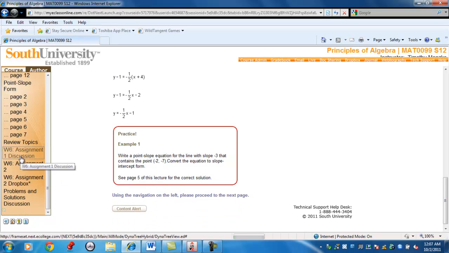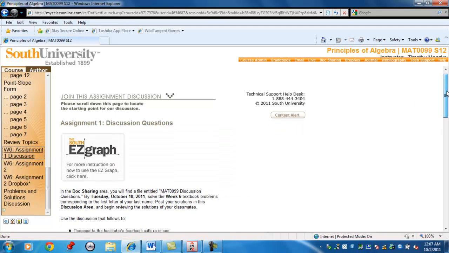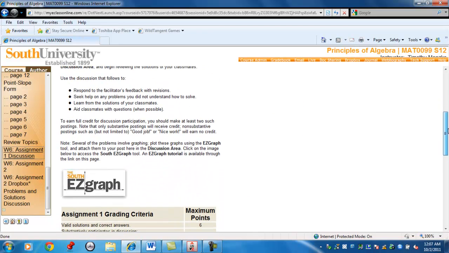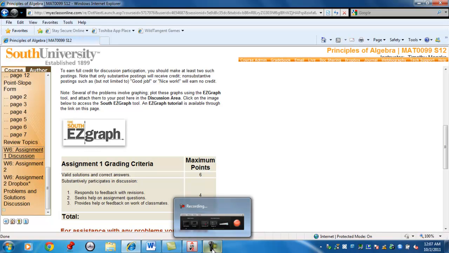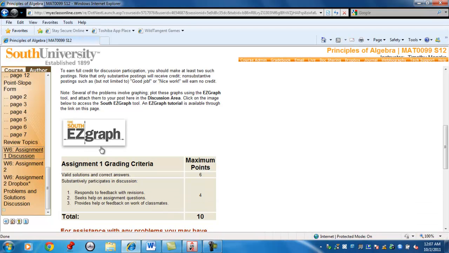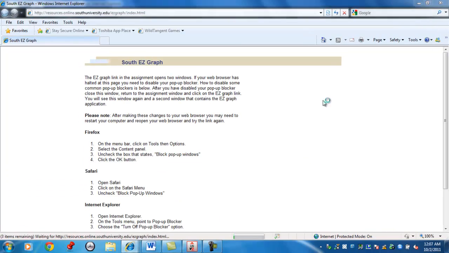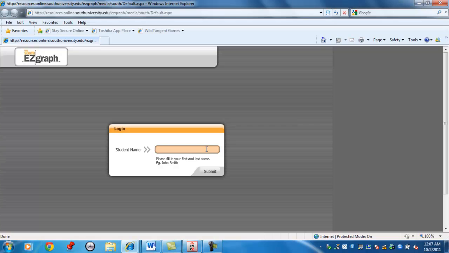Graphing an equation and then finding the equation of the line. I'm showing an example using what's called the easy graph. When you are trying to graph, you want to make sure that you press this button right here. You'll go through some windows that show you steps on how to graph.